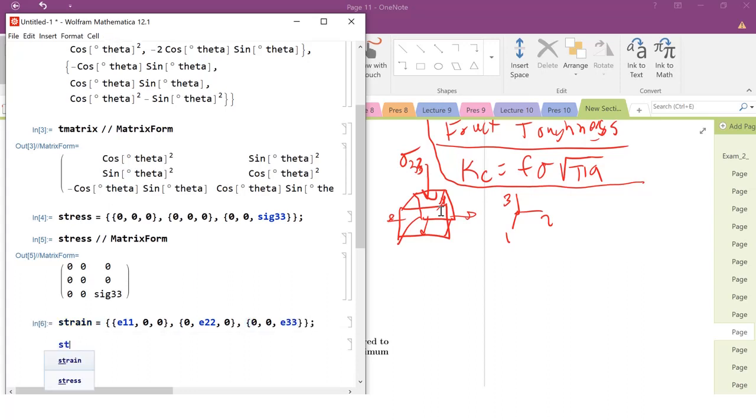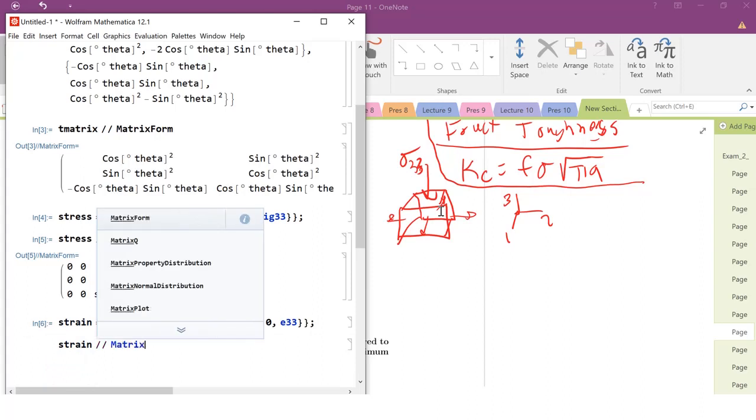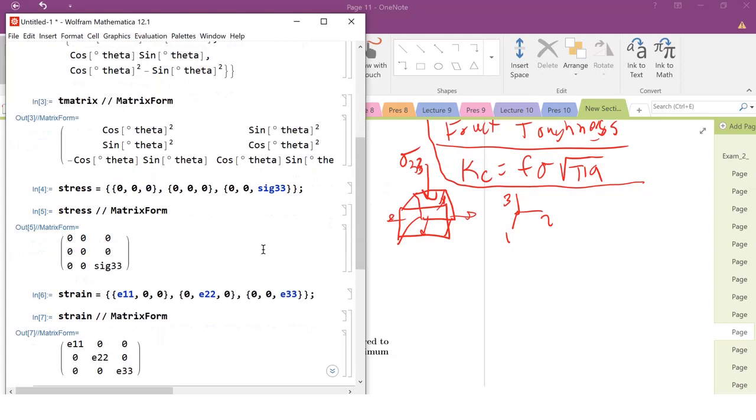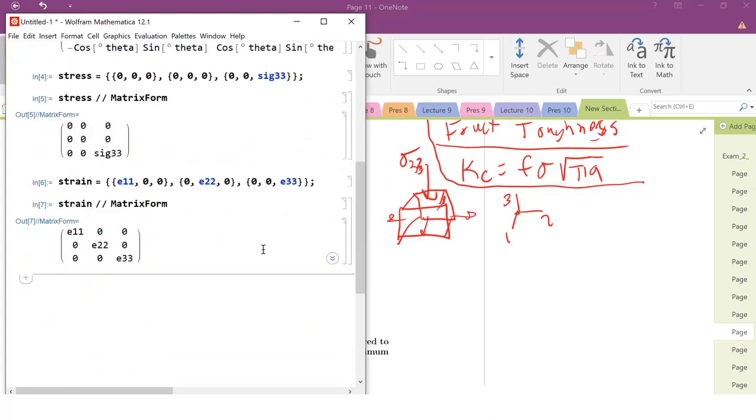Excellent. So let's look at strain, matrix form, and there we go. Let's start to figure out these values quantitatively before we get into anything else. Let's just solve this equation. We know that E11 is going to be equal to 1 over Y, where, let's start to define these values.